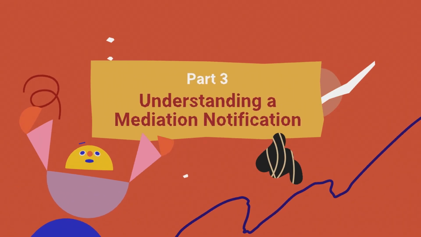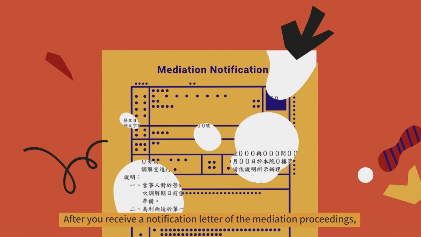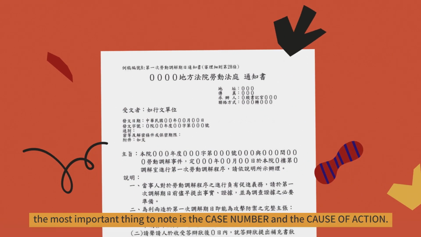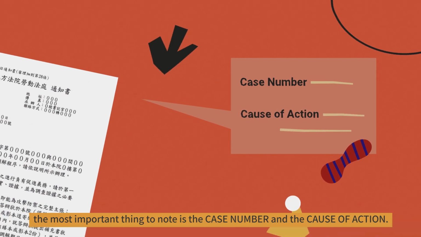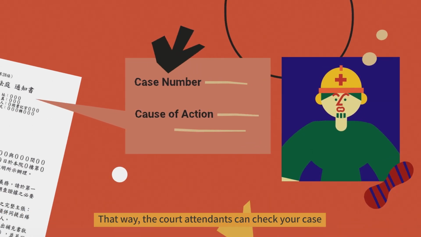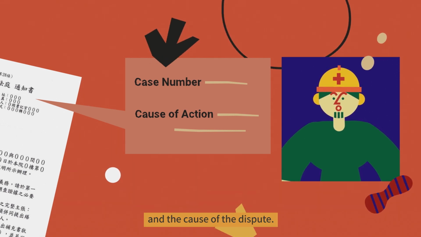Understanding the mediation notification letter. After you receive a notification letter of the mediation proceedings, the most important thing to note is the case number and the cause of action. That way, the court attendants can check your case and the cause of the dispute.